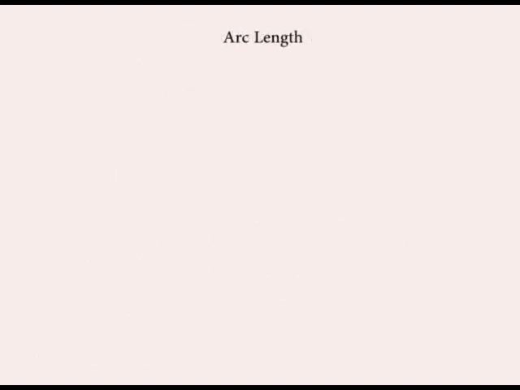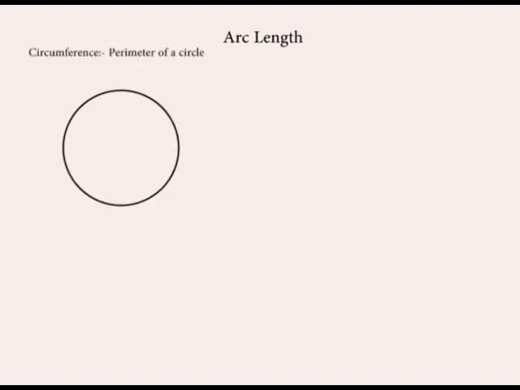Next, we look at arc length. We already know that the circumference of a circle is the perimeter of that circle. An arc is a part of the circumference of the circle. The smaller arc is called the minor arc, and the larger arc is called the major arc. In this circle, the minor arc PQ subtends an angle theta at the center.